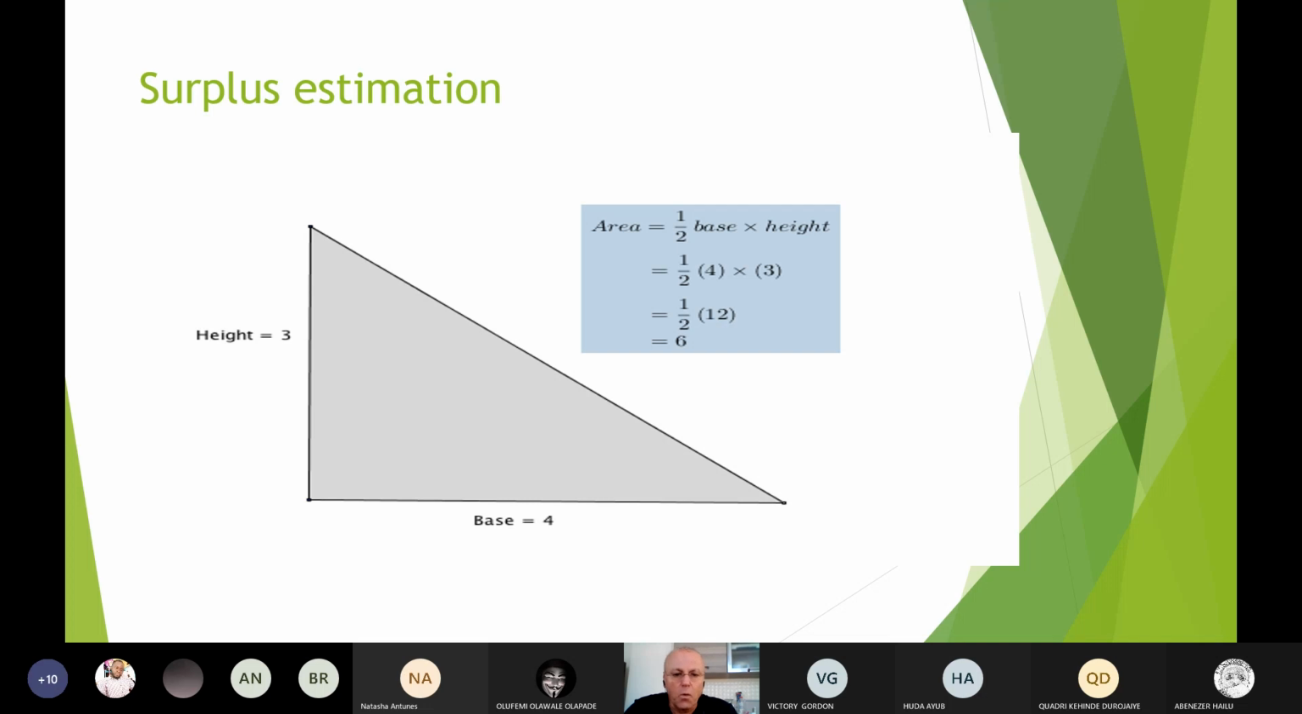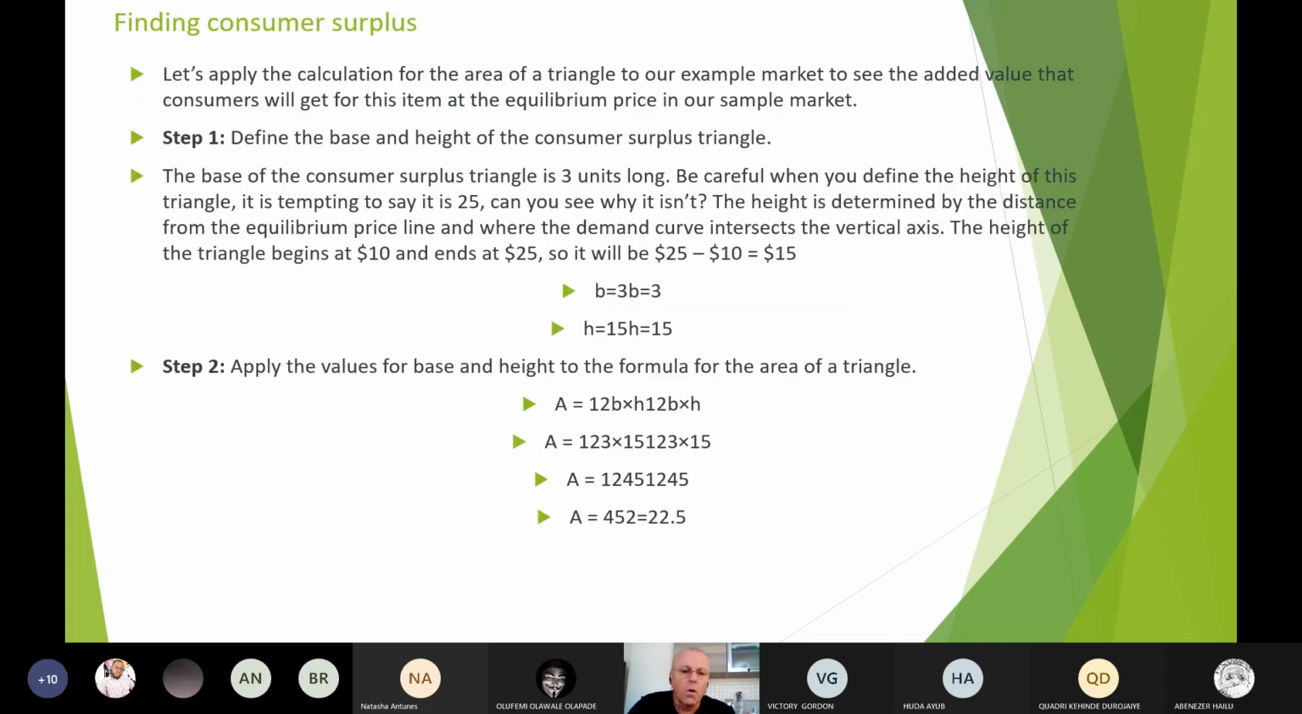When you are going to calculate this, height is 3 and 4 is the base, then you can calculate easily. 3 multiplied by 4 divided by 2 is going to be 6, which is 12 over 2. 12 over 2 is 6. Then you will get this surplus for this triangle here, not for the former example, but for the triangle here. The surplus is 6 units. For the former example, let's apply this calculation for the area of a triangle to our example market to see the added value that the consumers will get for this item at the equilibrium price in our sample market.